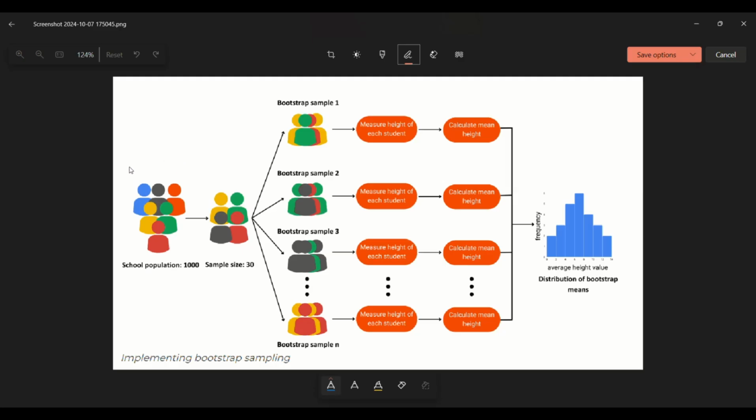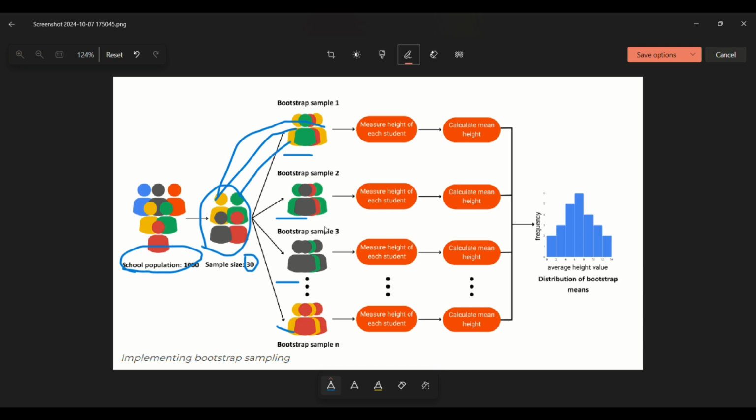As we all know, Bootstrap is a powerful statistical method used to estimate the variability of a sample. In this example, we begin with a school population of 1000 students and take a sample of 30 students. From this sample, we generate several Bootstrap samples by randomly selecting students with replacement, meaning some students may appear more than once in a sample, while others may not appear at all.